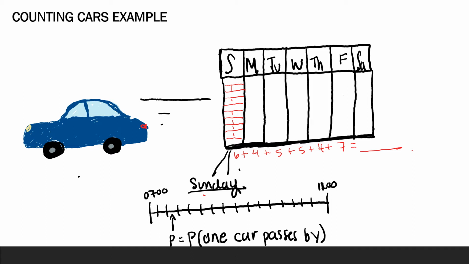And because each subinterval only contains one car passing by, whether or not that actually happens, the total number of cars that pass by your house in a week is just the total number of subintervals. So say on Sunday we had 6 subintervals that had a car actually pass by, and 4, 5, 5, 4, 7. Then the total number of cars that pass by your house in a week is just the total number of subintervals that have one car passing by.